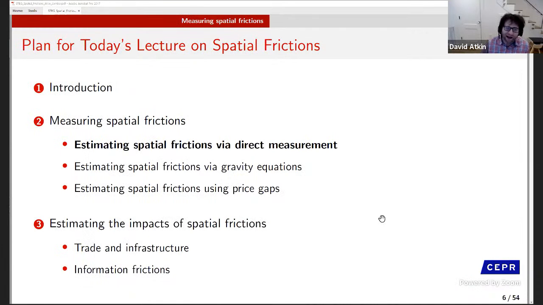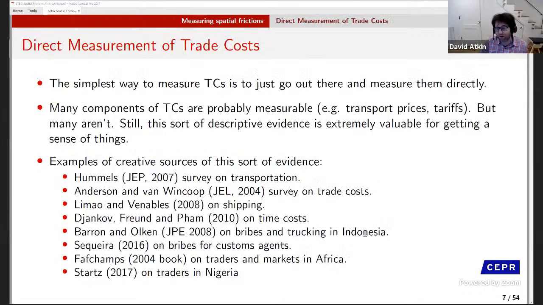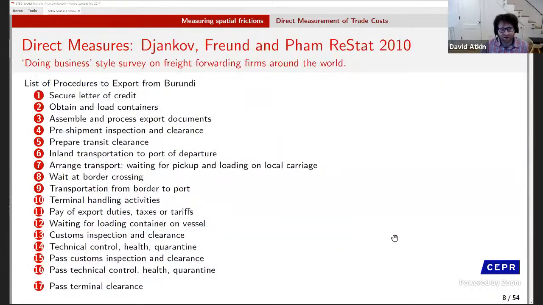So how can we go about actually putting some numbers on this? Well, broadly speaking, there are three ways we can measure spatial frictions, and I'll touch on all three. The first is direct measurement. That's the brute force approach, where we go out and try to measure some components of these transport costs. Now, some are quite easy to measure, things like transport prices and tariffs. Many aren't, and I'll talk about some more creative ways of trying to estimate trade costs in developing countries directly in the next few slides. There's some nice work done at the World Bank where they essentially do something like the Doing Business surveys, if people are familiar with those, but for transportation costs.